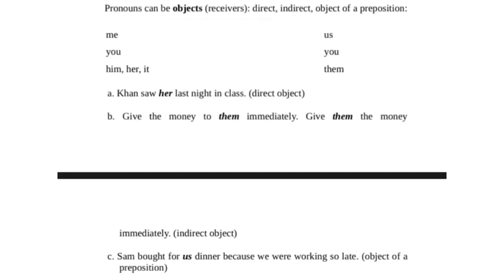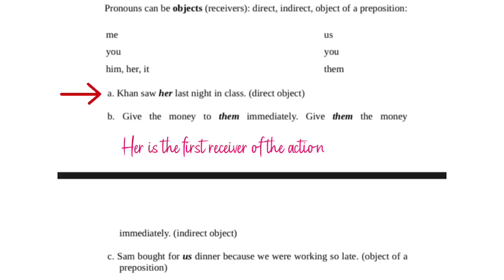Pronouns can also be objects, which is the receiver. It can be direct, indirect, or object of a preposition. So examples are me, you, him, her, it, us, you, and them. So if it's used as a direct object, example is Khan saw her last night in class. So here, saw is the action and her is the first receiver. So a direct object means the first receiver of the action.